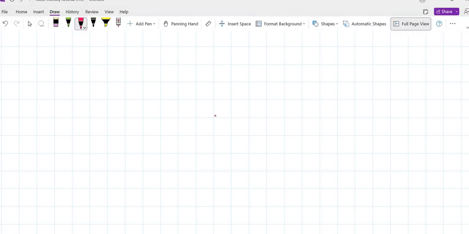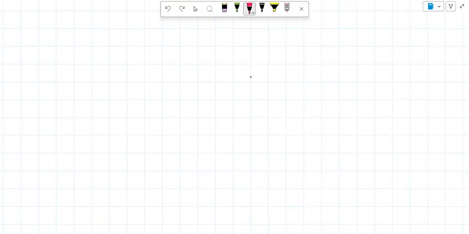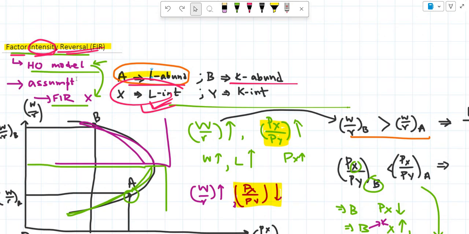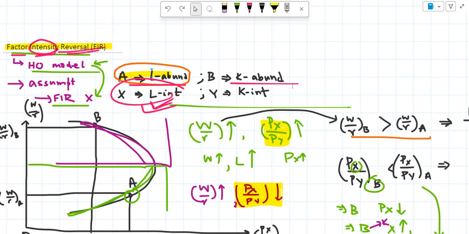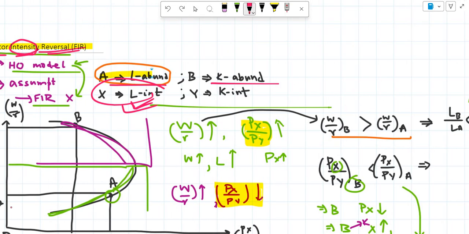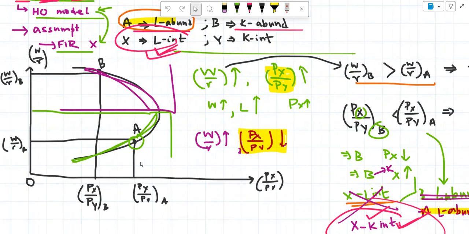In the last video we discussed the issue of factor intensity reversal, right? So let me just scroll up. So we discussed the issue of factor intensity reversal, and basically in today's video I'm going to try to explain the concept of factor intensity reversal to you in a different way. So let me try and draw another graph for you.